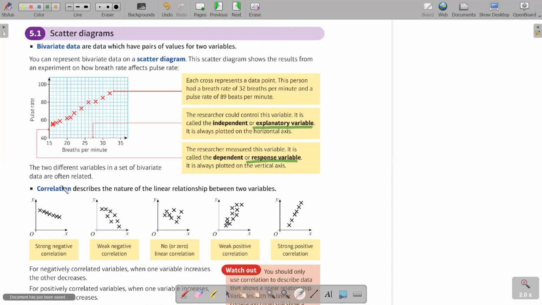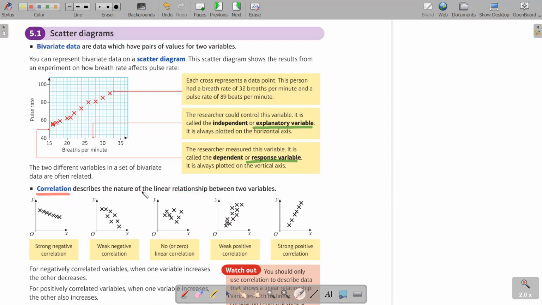Okay, so this is how we do things in real life. You have two variables and you want to see, are these two things related? So they say here, correlation. This is another important word, a new word you learn. Correlation describes the nature of the linear relationship between two variables.